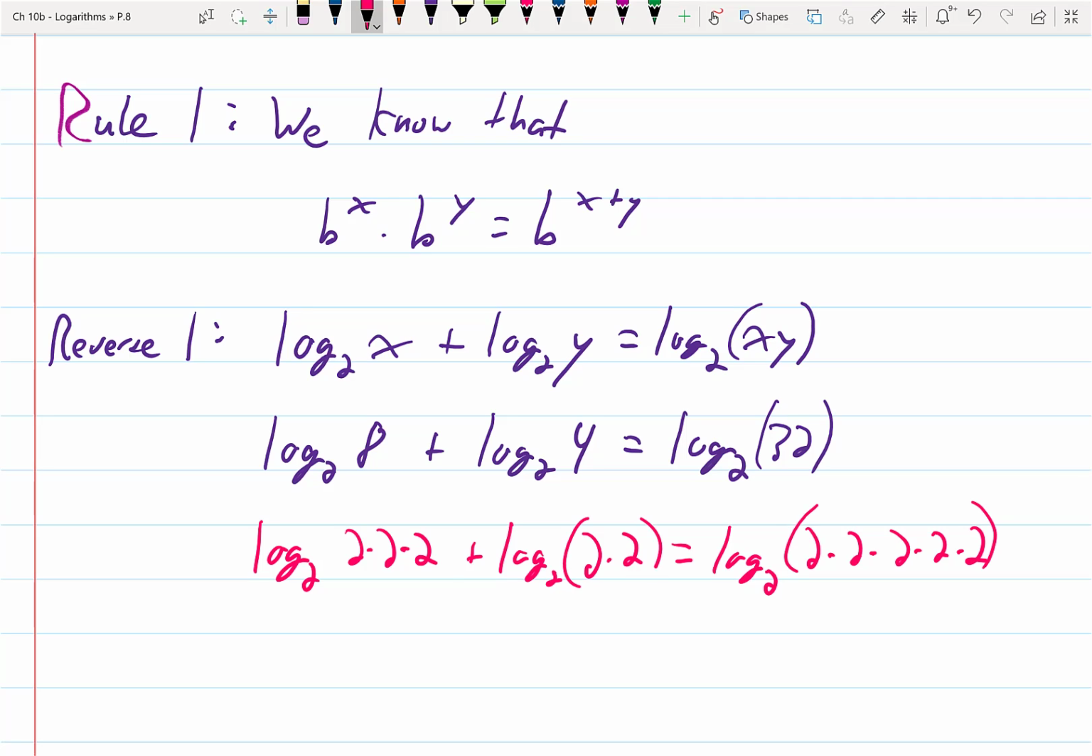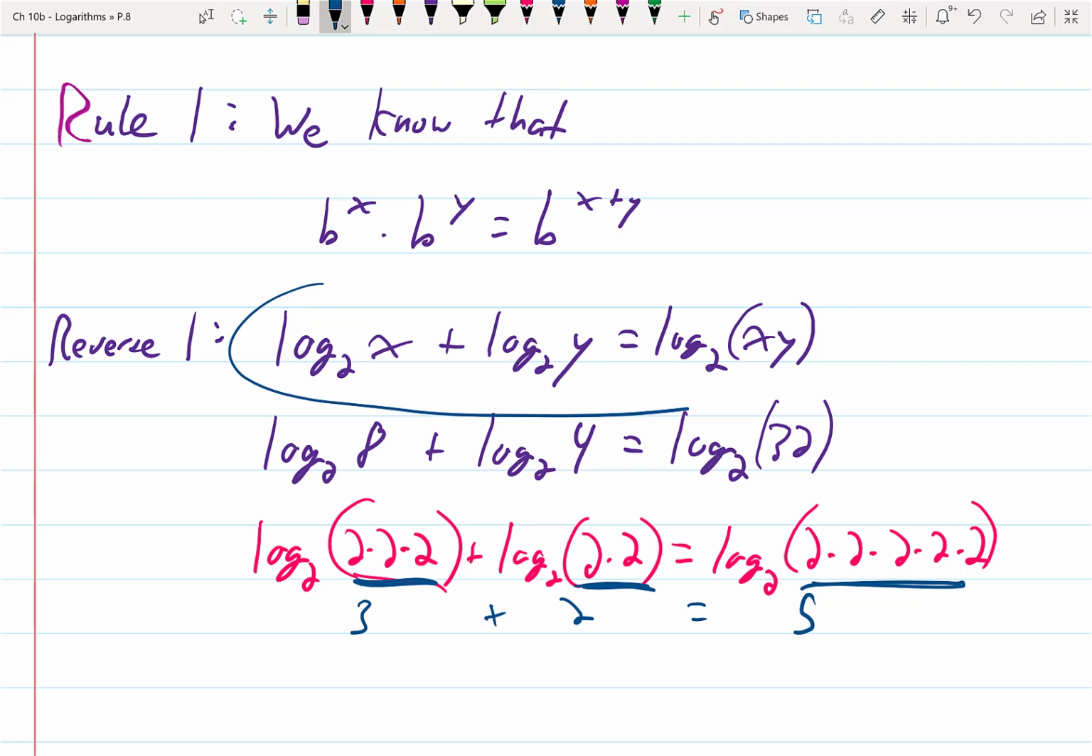And I want you to have an intuitive sense about why this is working. How many 2's do I have there? The first one, 3. How many 2's do I have here? 2. And how many total 2's do I have here? 5. When you look at it from this perspective, it becomes evident: 3 plus 2 equals 5. When I look at it from the above perspective right here, it seems like almost magic. Like you're not really sure why this is working, but it does.